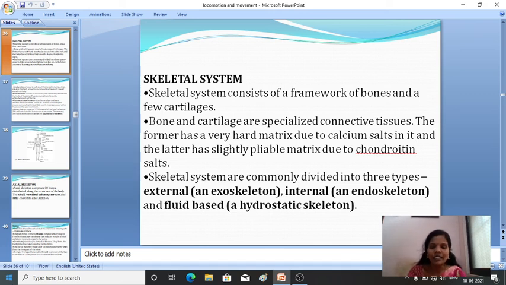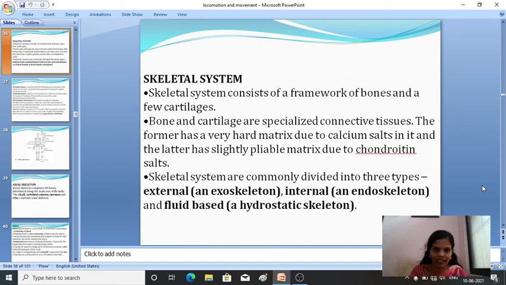Fine. Then the skeletal systems are commonly divided into three parts. So one is the external skeletal system, that is exoskeleton, then internal endoskeleton, then fluid based, that is hydrostatic skeleton. So these are the three types of skeletal system which are present in the body.